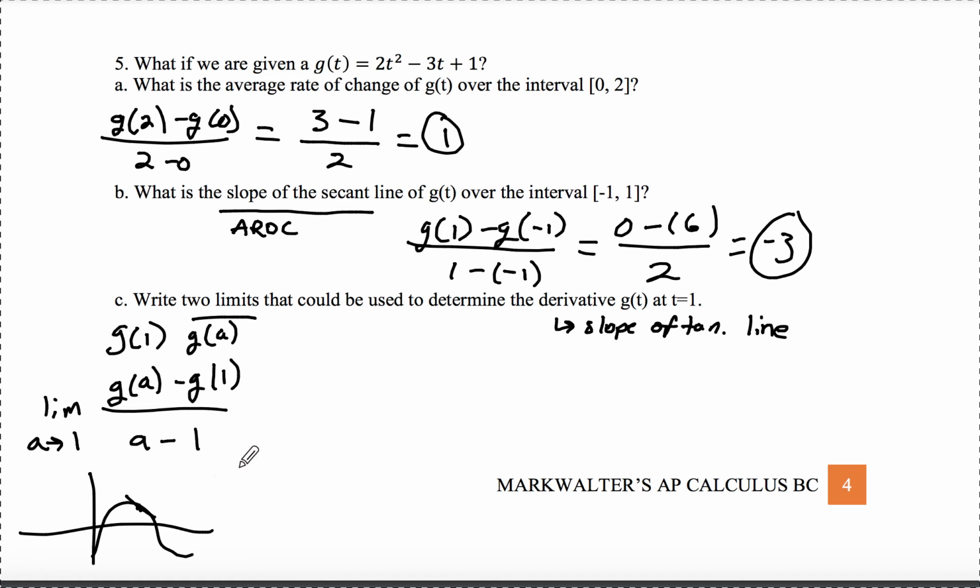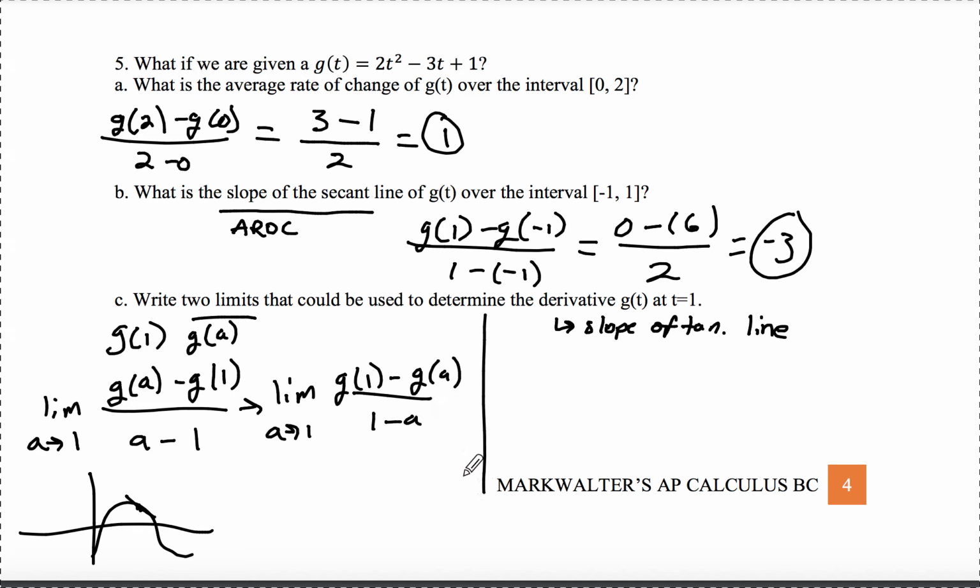Now there's another way we could do this using limits. Since these 2 points are really close together, and in case you want to know, sometimes this limit is written out like this instead: g of 1 minus g of a over 1 minus a.